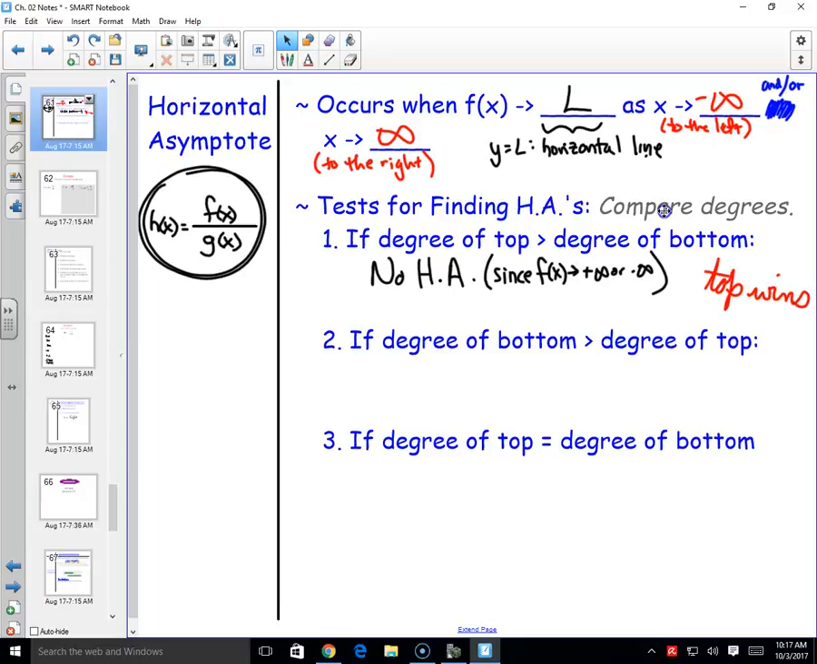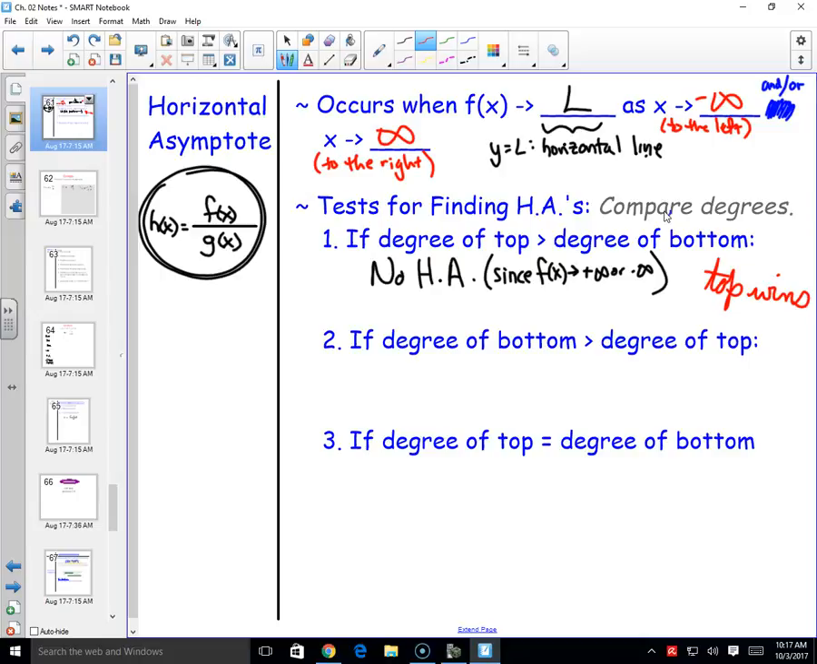So if the top wins, we still have a polynomial. It's going to go forever, some direction, even, odd, just depends. But it's not getting closer and closer towards any horizontal line as it goes to the ends of its behavior. So if the top wins, no horizontal asymptote. Some sort of polynomial is going to go on forever. Forever up, forever down. It's approaching one of the infinities. Leading coefficient test and end behavior, check that.